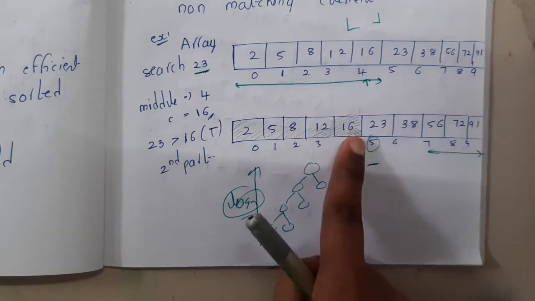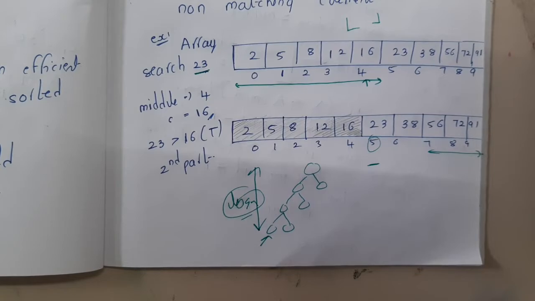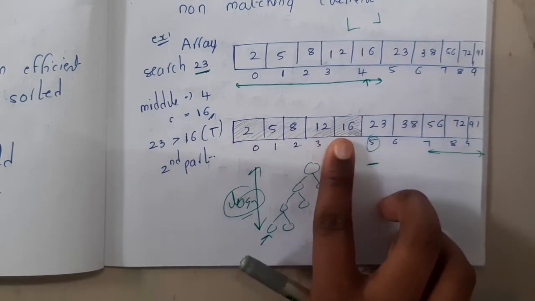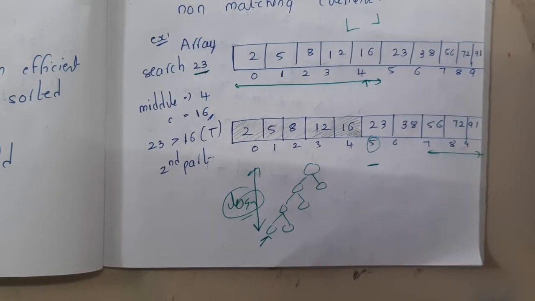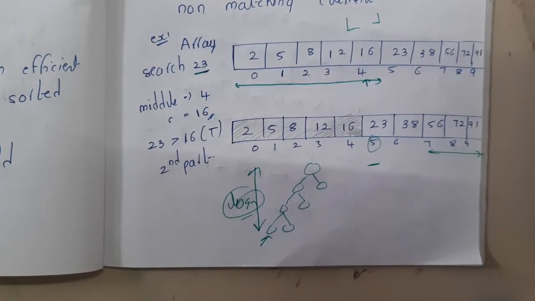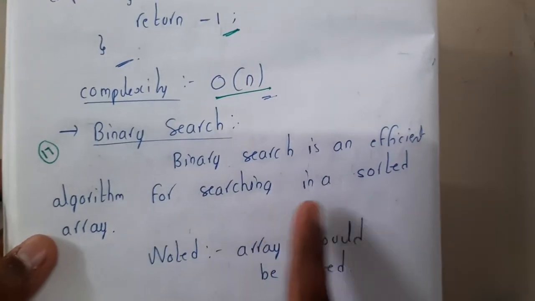So here I am avoiding this whole part, right? So how can I avoid? Only when the element is guaranteed not to be there. When it will not be there, because if it is in ascending order, right? Yes. So that is the reason why a binary search always needs a sorted array. So binary search is an efficient algorithm for searching in a sorted array.